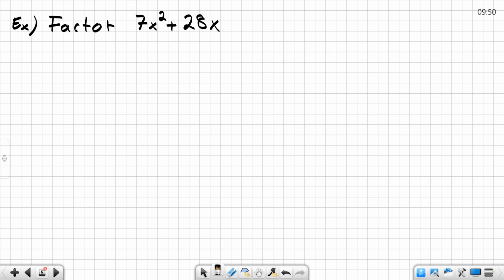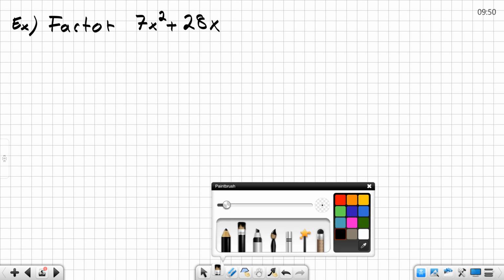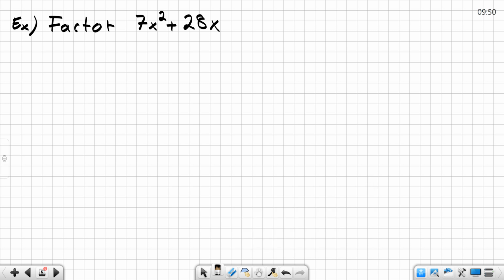Here is our example: 7x squared plus 28x, and we are supposed to factor this. These are two terms. I'm going to look at 7x squared and 28x, and the first thing I'm going to do is focus on the numbers, 7 and 28. Both have a factor of 7 in them. Both are divisible by 7. And the smallest exponent that I see is an x to the first. So the GCF is 7x.